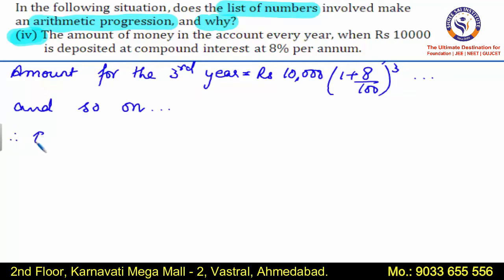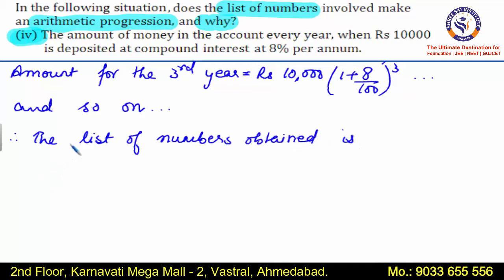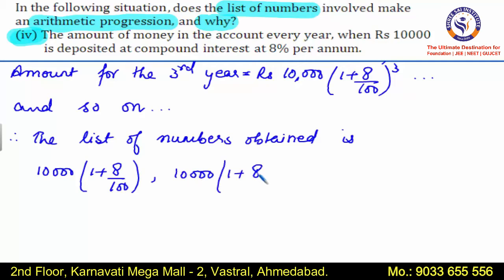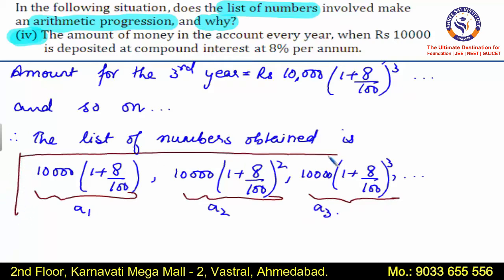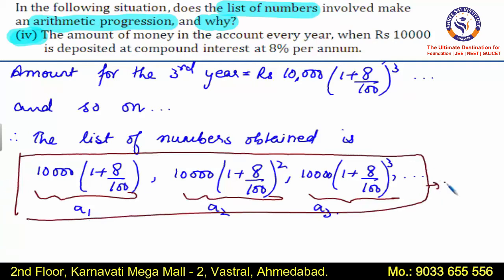Therefore, the list of numbers obtained is, first number is 10,000 into 1 plus 8 upon 100, second is 10,000 into 1 plus 8 upon 100 raised to the power 2, third is 10,000 into 1 plus 8 upon 100 raised to the power 3, and so on. Let us denote the first number by A1, second by A2 and third by A3. We have to check these numbers whether they form an AP or not, right?